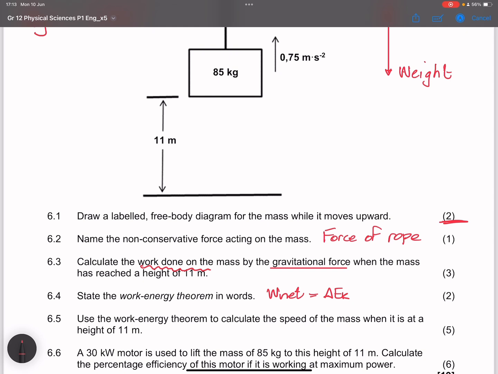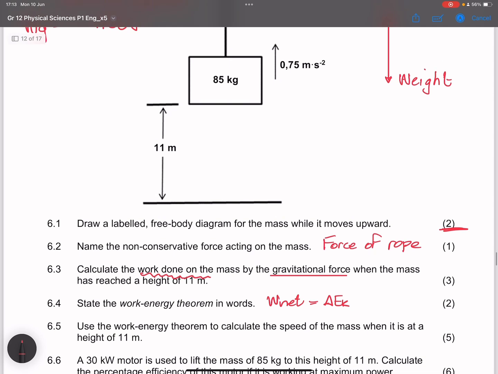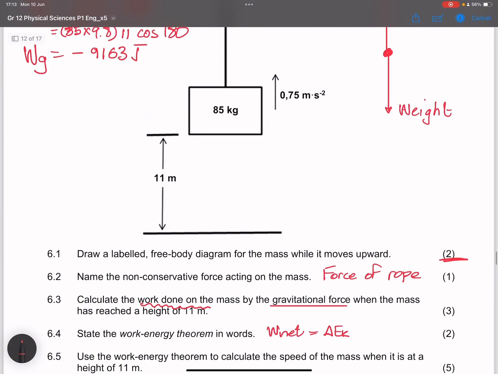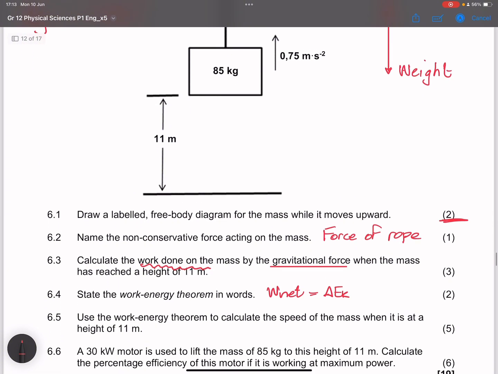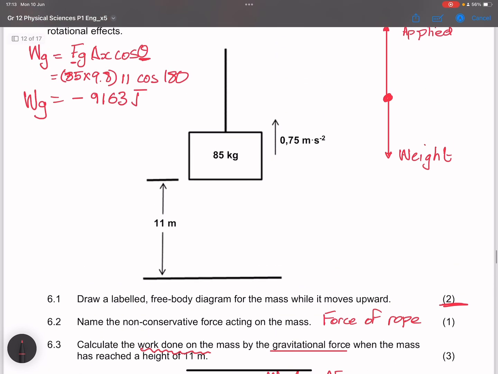All right, now I want you to note, this time around we are actually looking at a force that is applied, and we've got an acceleration, which means of course it's going to change kinetic energy, isn't it? So let's find out what would be the amount of force that is exerted by the rope.